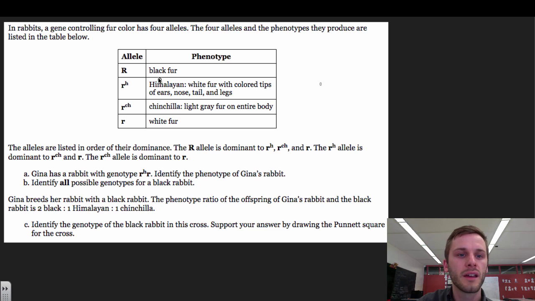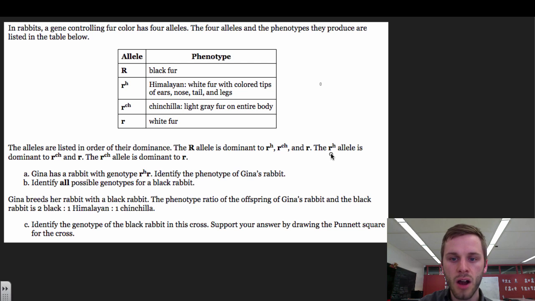So we got some rabbits that have black fur, some that are Himalayan, it's a certain color, another that's chinchilla, and another that has white fur. It says the alleles are listed in order of dominance, so some are more dominant than others. So the big R is dominant to the Himalayan. So this one right here is more dominant than the Himalayan. And then it says the chinchilla is more dominant than the white fur. So we're going from most dominant to least dominant.